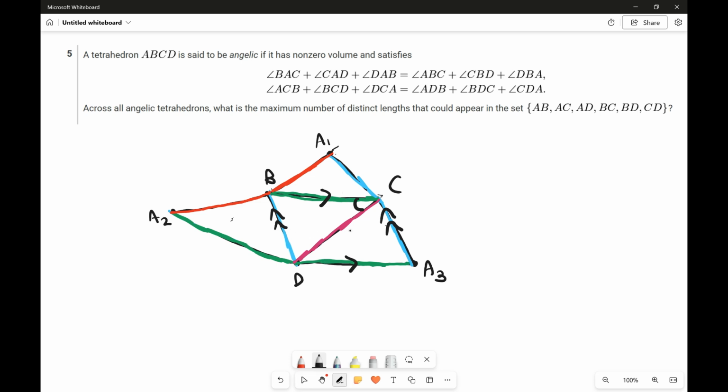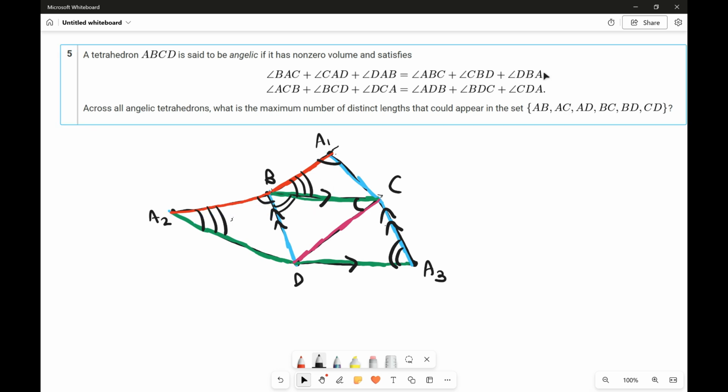So now let's show that the sum of the angles at A is equal to the sum of the angles at B. So we have that this angle here, by congruent triangles, since A1BC is congruent to B2AD, is congruent to this one. Then this one here, by the parallelogram, is equal to this one here. And finally, this one here is equal to this one here, but again by the congruence. So therefore, the sum of these three angles here is equal to the sum of the angles here, which is this expression here.